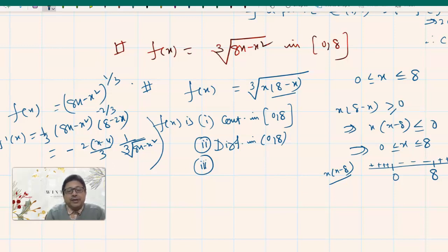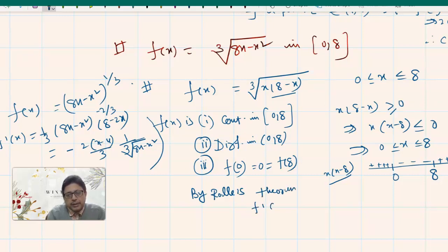Another most important thing is that f(0), if you put 0 here, is going to be 0. f(8) is 64 minus 64, so that also is 0. So it is obeying all the conditions of Rolle's theorem. So by Rolle's theorem there exists a c such that f dash c must be 0. Where does c go? c must lie in this open interval (0, 8).